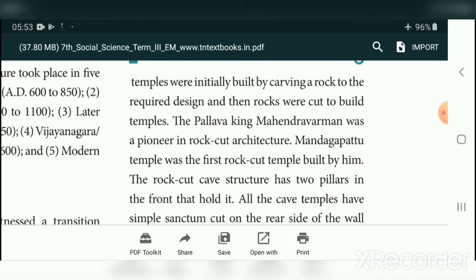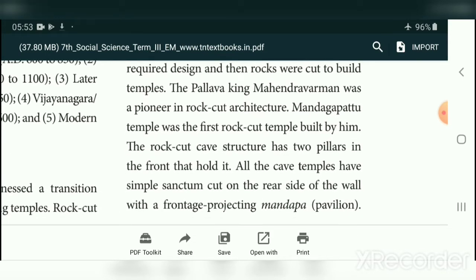The Pallava king Mahendravarman, underline the name, very important GK question. Students, in this lesson we can get many one word GK questions. The Pallava king Mahendravarman was the first person, that we call pioneer, in rock-cut architecture. First person means pioneer. Mandagapattu temple was the first rock-cut temple built by Mahendravarman. Note this one. Mahendravarman was a Pallava king. He was the first person for rock-cut architecture. The best example for rock-cut architecture is the rock-cut cave temple in Mandagapattu. It was built by Mahendravarman.